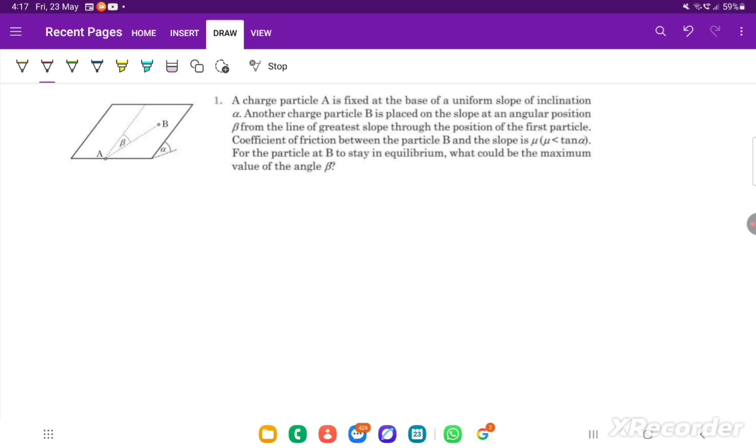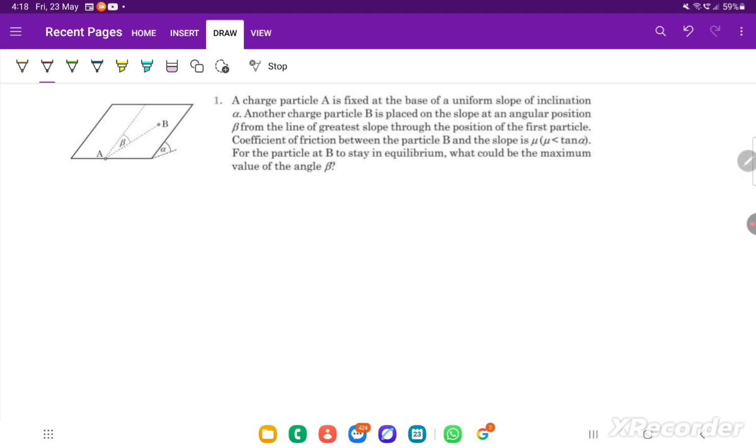The problem states that a charged particle A is fixed at the base of a uniform slope of inclination alpha. Another charged particle B is placed on the slope at an angular position beta from the line of greatest slope. So you can imagine the line of greatest slope. It has also been shown on the figure. The coefficient of friction between the particle B and the slope is mu, and mu is given less than tan alpha. This also has a very good significance. I'll explain it in the solution, right?